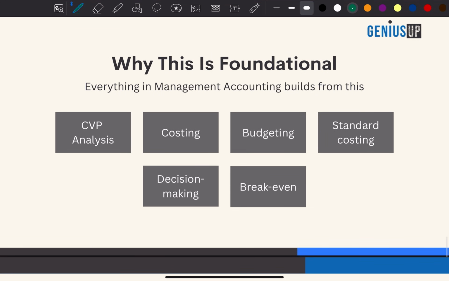And lastly, why is this foundational? Why is this important for management accounting? Management accounting builds from this. You need to understand how cost behaves, because once you understand how cost behaves, you can do your CVP analysis to calculate break-even: how much should I produce in order to cover all my costs? Basically, this topic is foundational, because once you understand it, you can do costing better, you can do budgeting better, you can do standard costing, and you can make better decisions. So this is really important. I can't emphasize this more.